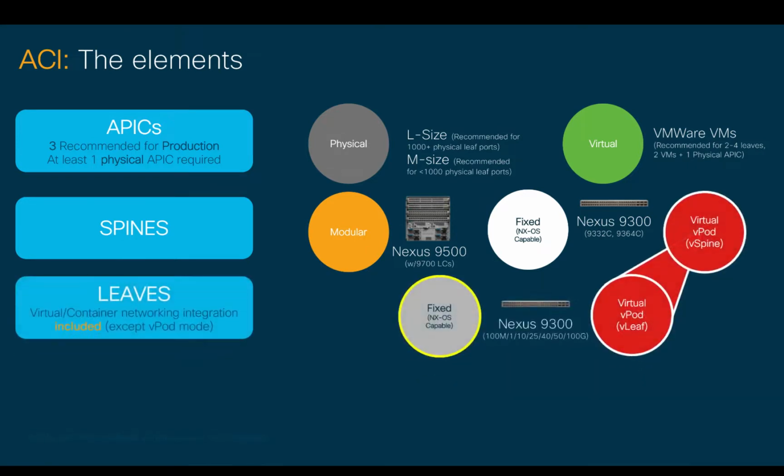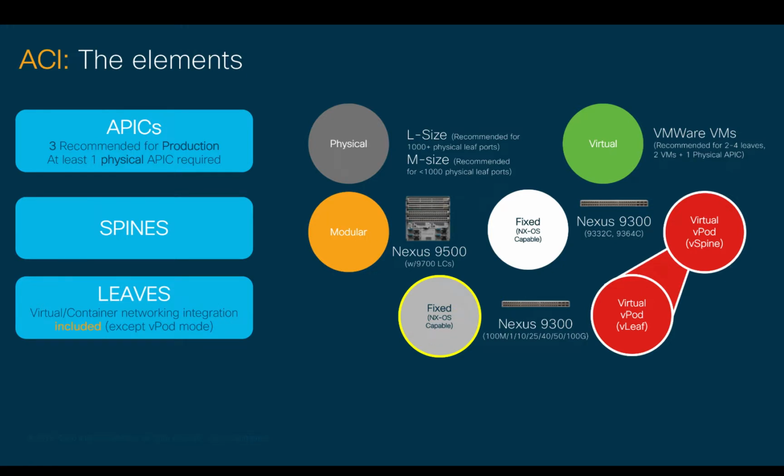Finally, the leaves. This is where you will connect your servers, other switches, routers, and more. Think of them as your line cards if you're used to modular switches. They can come in multiple speeds and flavors. As we said before, the spines will allow leaf-to-leaf communication by automatically building a VXLAN network with no spanning tree.